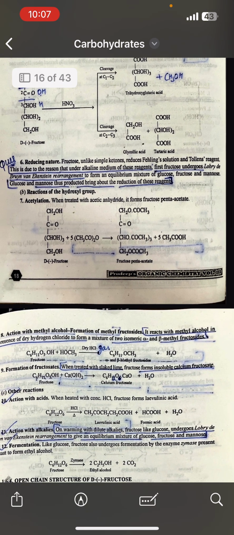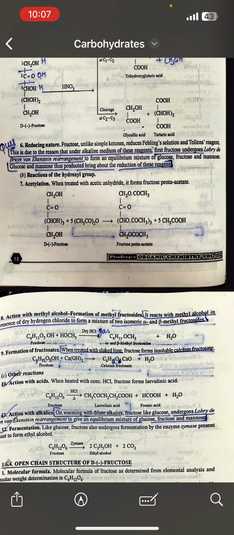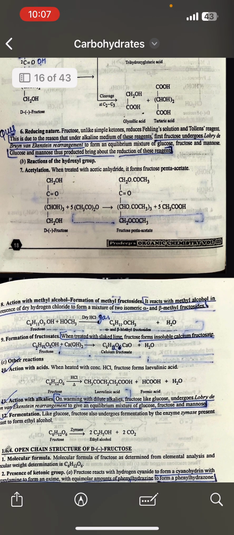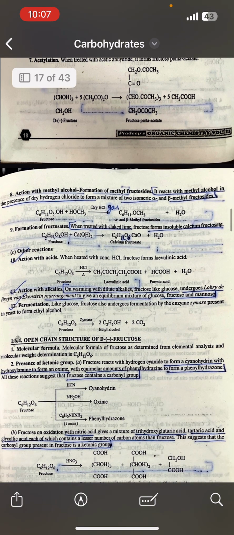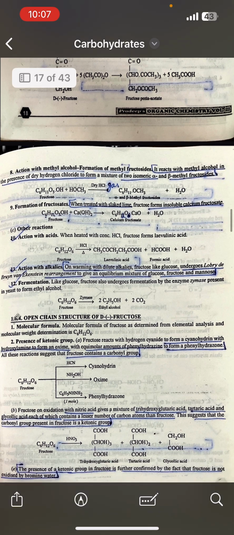Reactions of hydroxyl group. Acetylation: fructose with acetyl chloride will give fructose pentaacetate. Action with methyl alcohol: formation of methyl fructosides. Fructose with methyl alcohol will give the alpha and beta methyl fructosides.